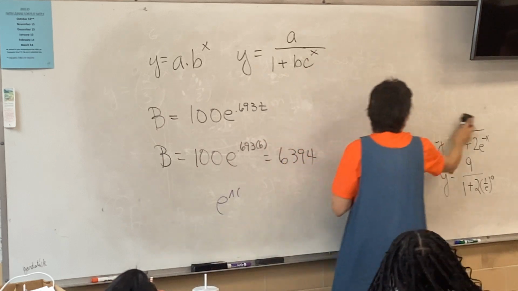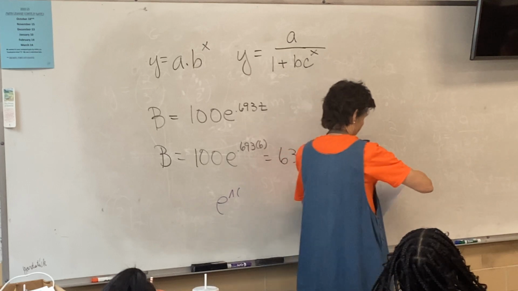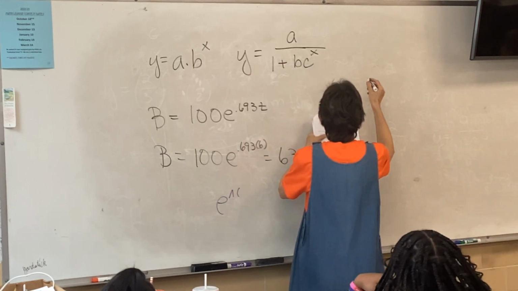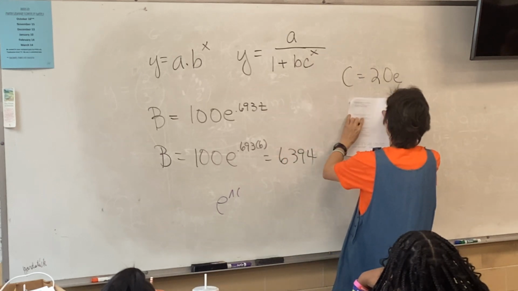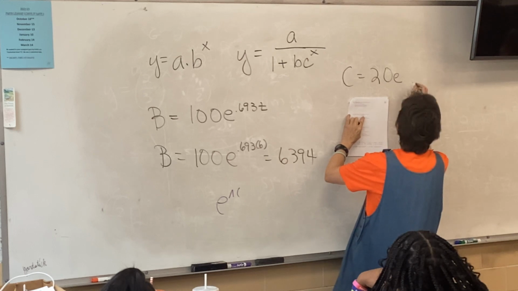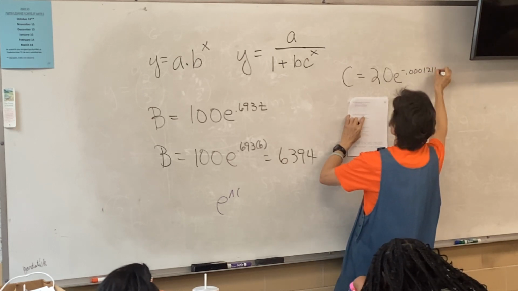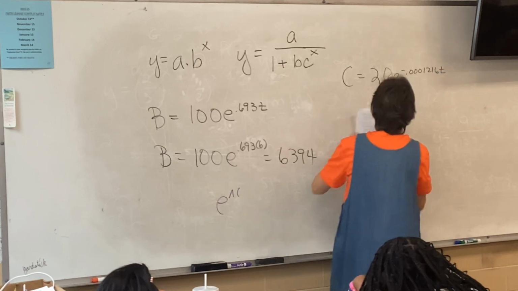All right, next. The amount of carbon-14 present after t years is given by this equation. Negative 0.0001216. Is it 3 zeros after the decimal point? Yeah.